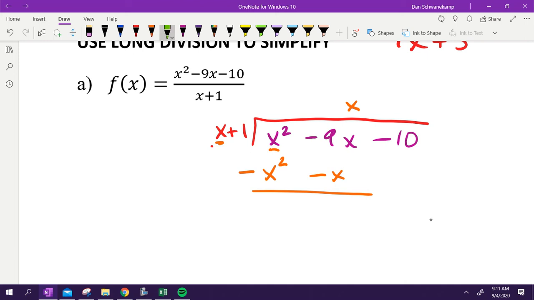And then I'm going to combine x squared and negative x squared. That goes away. Negative 9x and negative x, oh, that's negative 10x. And I can bring down the next thing, which is negative 10.